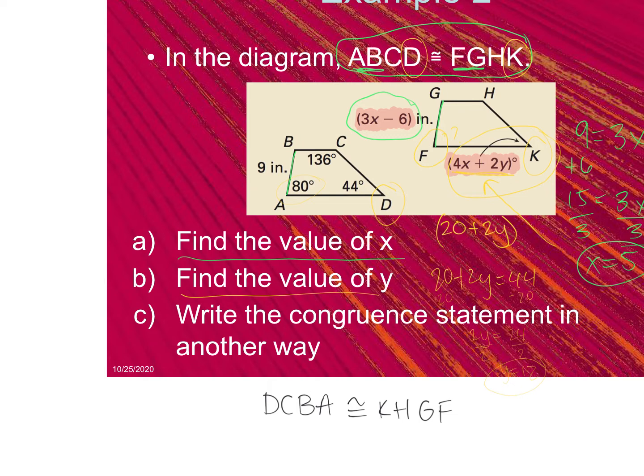I wrote DCBA is congruent to KHGF. In other words, instead of writing it left to right, I just reversed the order, but I reversed the order for both of them. So I wrote it starting with the last letter all the way back to the first one. How many people did this on theirs? Okay. I would say if you're asked to write your own, this is probably the easiest way to do it, okay?